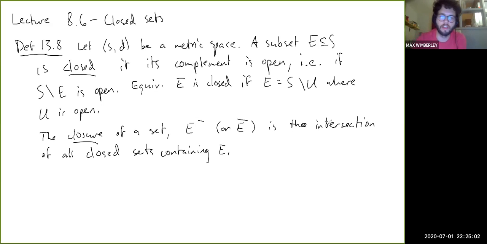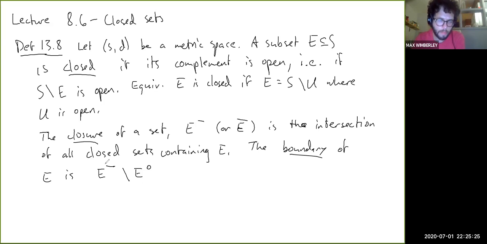If you're dealing with a set that you have no idea whether it's closed or not, you might be interested in taking the closure of it. So the last bit here is, the boundary of E is the set difference of the closure and the interior. Okay. So if you take the closure of a set and then you take away all the points that are interior to the set, you're left with the boundary.